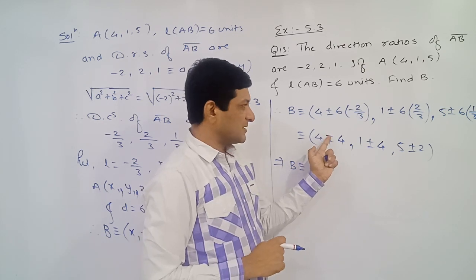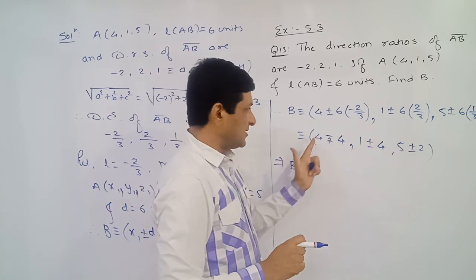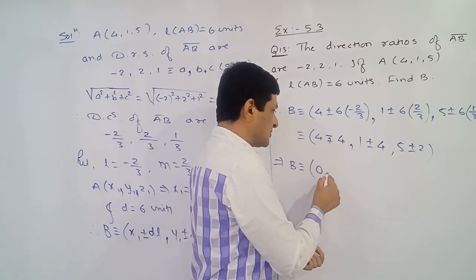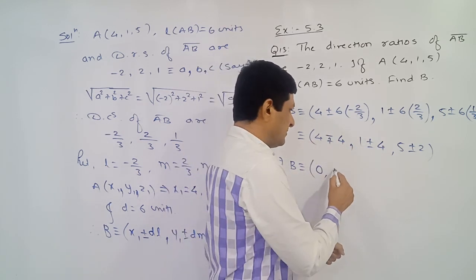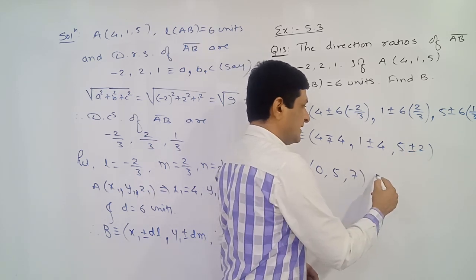Now here we are considering minus plus plus, then see what result we will get. Here 4 minus 4 will be equal to 0. Here 1 plus 4 will be equal to 5, and 5 plus 2 will be equal to 7.